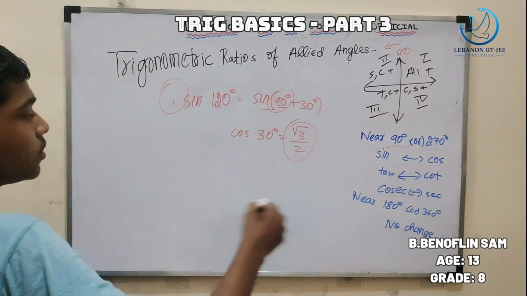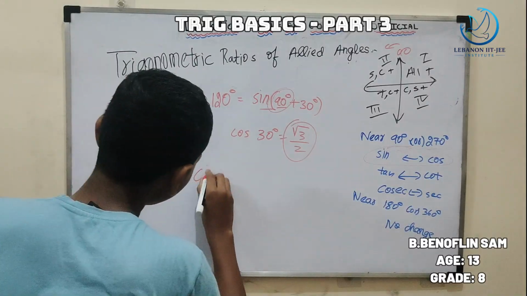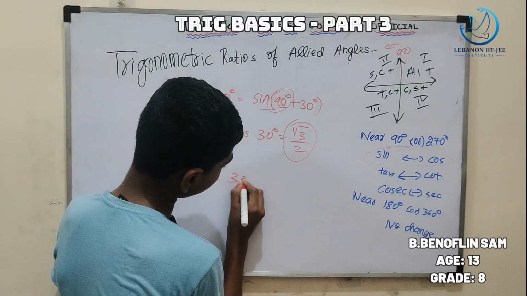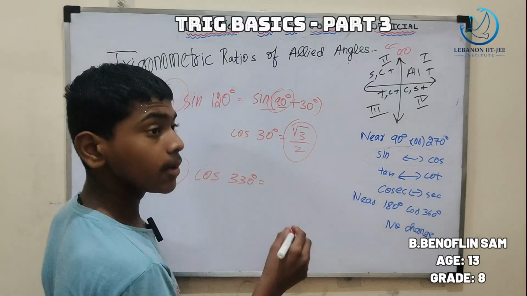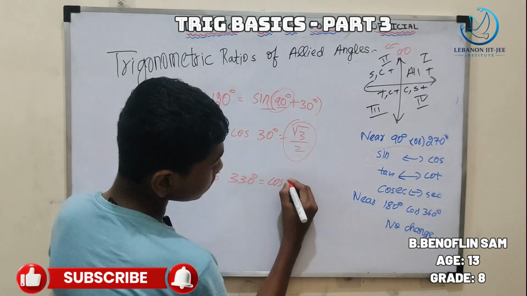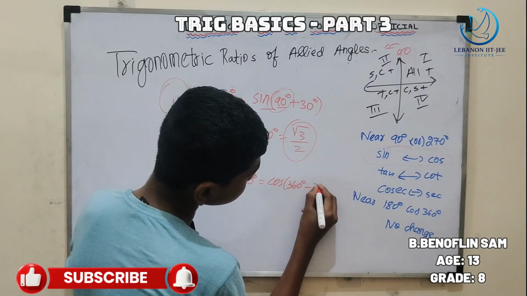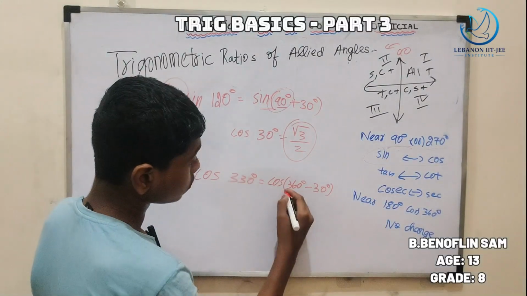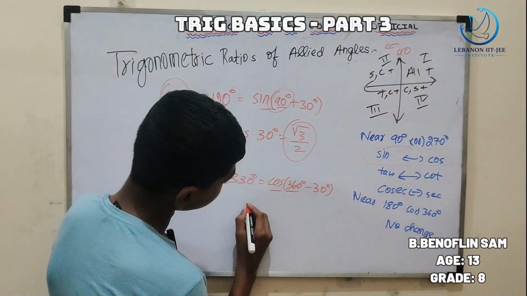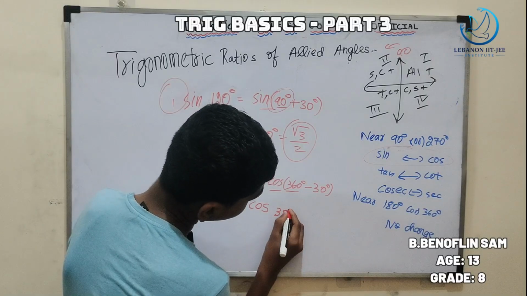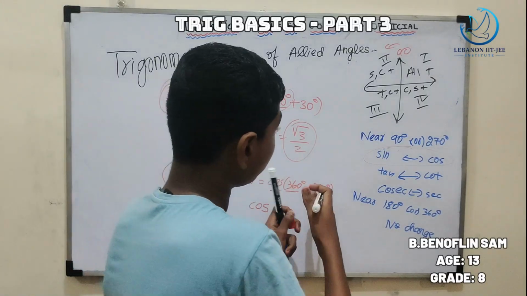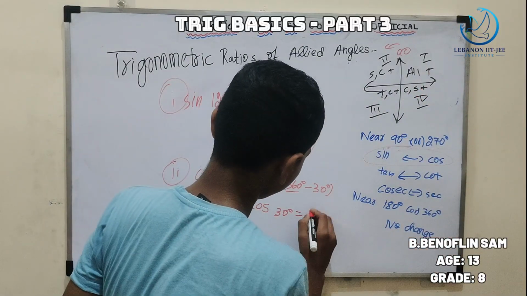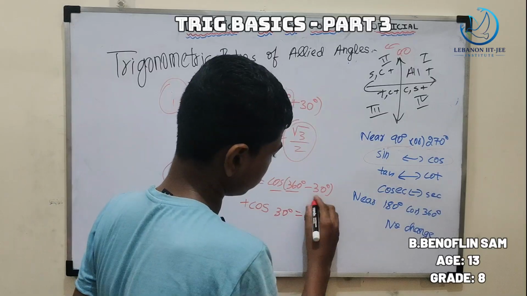And I'll tell you how this one will come. If they give cos 330 degree, 330 degree means you can take it like cos of 360 degree minus 30 degree. It changes like this. Okay. So it doesn't change. So you take it as cos 30 degree. And how to see here? 360 degree will come in which one? The fourth quadrant. So it will be positive. So it will come like root 3 by 2 again.